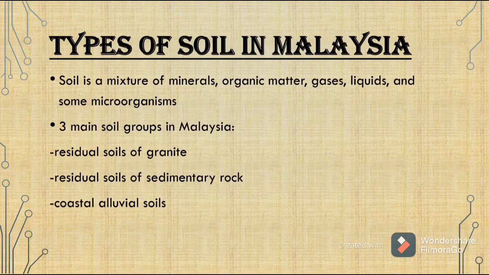Next, types of soil in Malaysia. Soil is a mixture of minerals, organic matter, gases, liquids, and some microorganisms. There are three main soil groups in Malaysia. First, residual soils of granite. Second, residual soils of sedimentary rock. And third, the coastal alluvial soils.